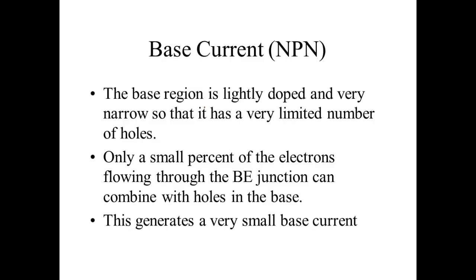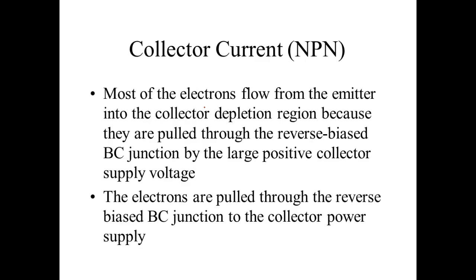The base region is lightly doped and very narrow, so that it has a very limited number of holes. This is for NPN. Now, if it was a PNP, everything would swap around. Only a small percentage of the electrons flowing through the base-emitter junction can combine with holes in the base. This generates a very small base current.